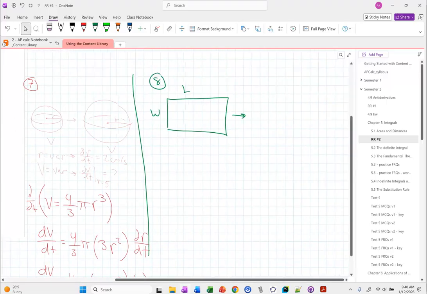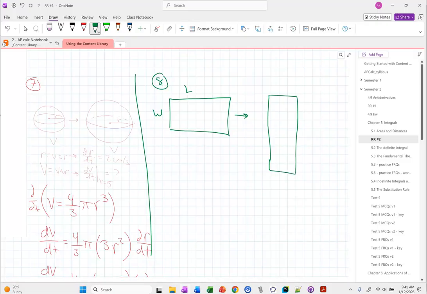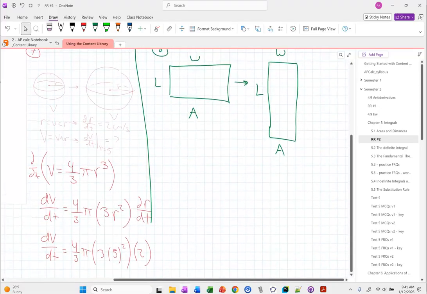So I'll draw my picture. Length is... just do that. Okay. So that's kind of what's happening to the picture, right? And we're talking about areas, so I know I'm going to care about their area. And now I'm ready to start assessing my variables.